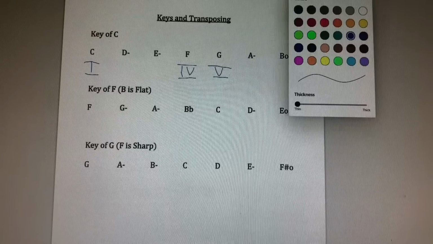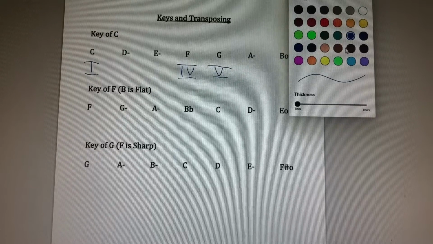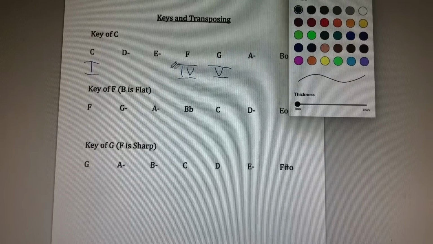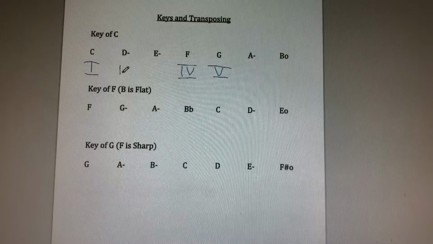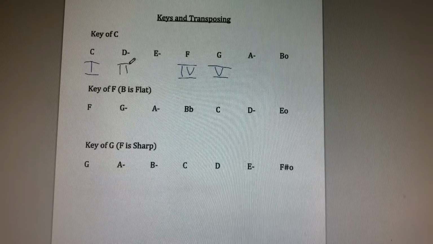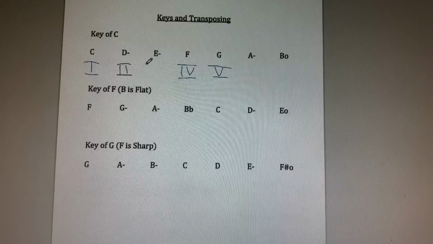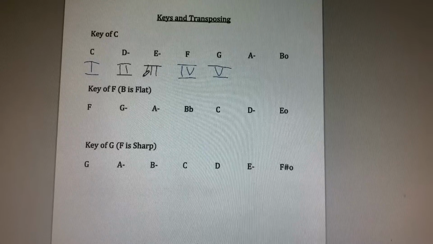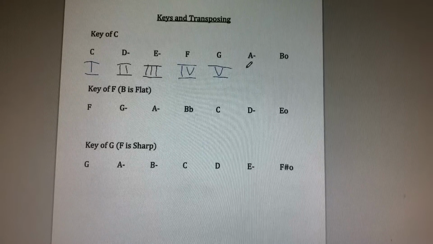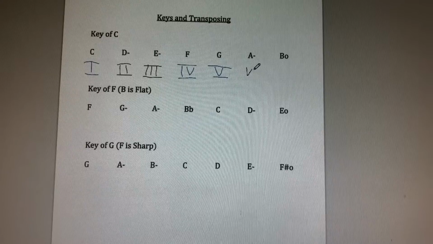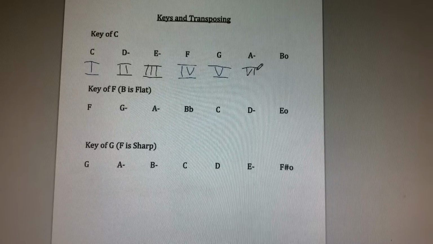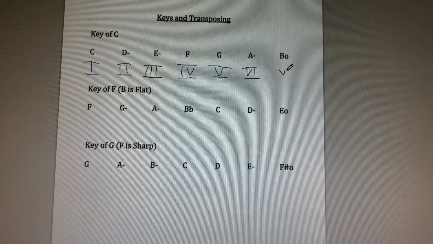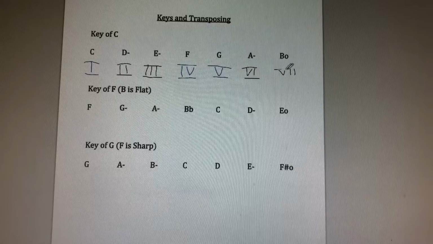And then we're going to go back up here. We'll switch the color to something darker. Let's just make it easy and we'll go black. Okay, the D minor is the 2 chord. The 3 chord is E minor. Your 6 chord is A minor. And then we get to the diminished chord, which again is not a chord you're going to use a whole lot. We'll just put a 7 there. Okay. So now let's look down here.